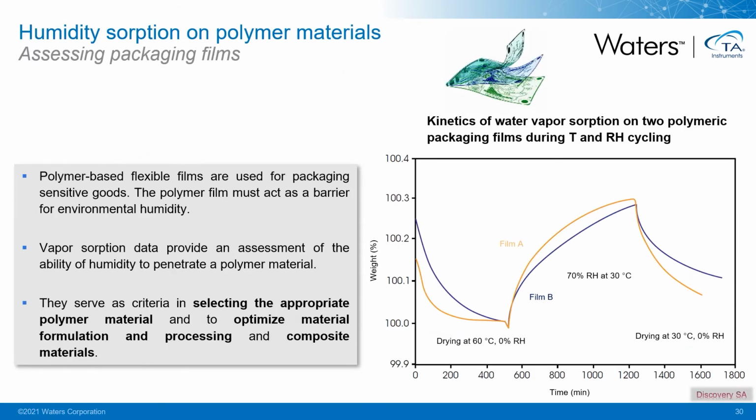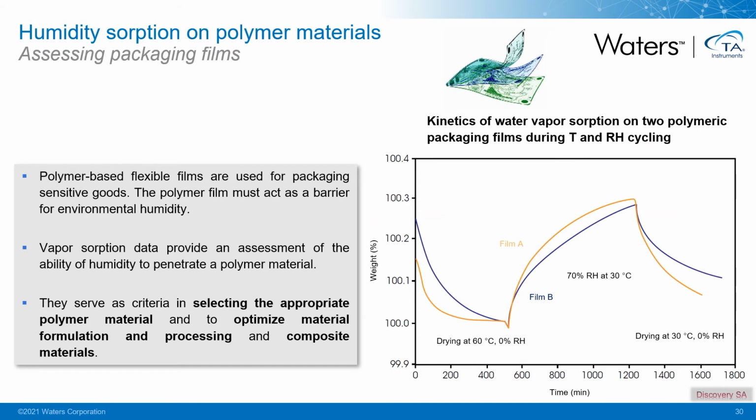Looking at the Discovery SA, now we're looking at packaging films that could be used in the food industry. Of course, a lot of foods are protected from being exposed to moisture by packaging them with the appropriate types of polymer films which don't allow water into the system. And here we're just doing a comparison of two different films.